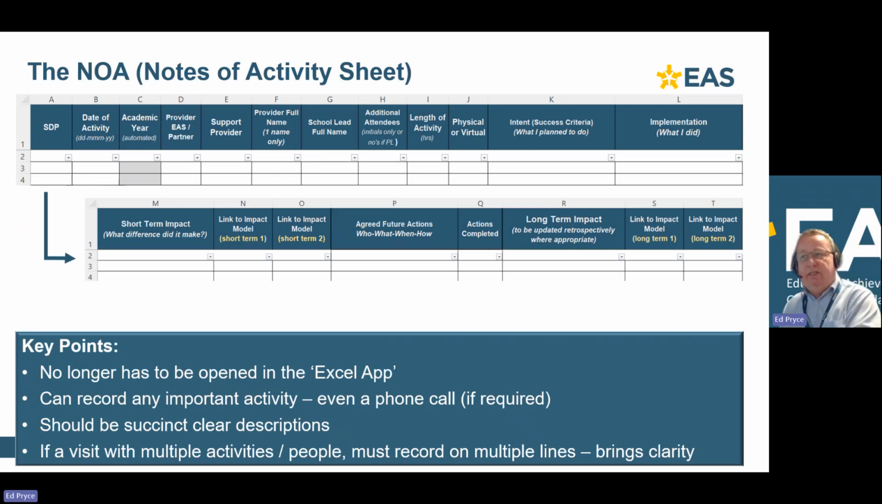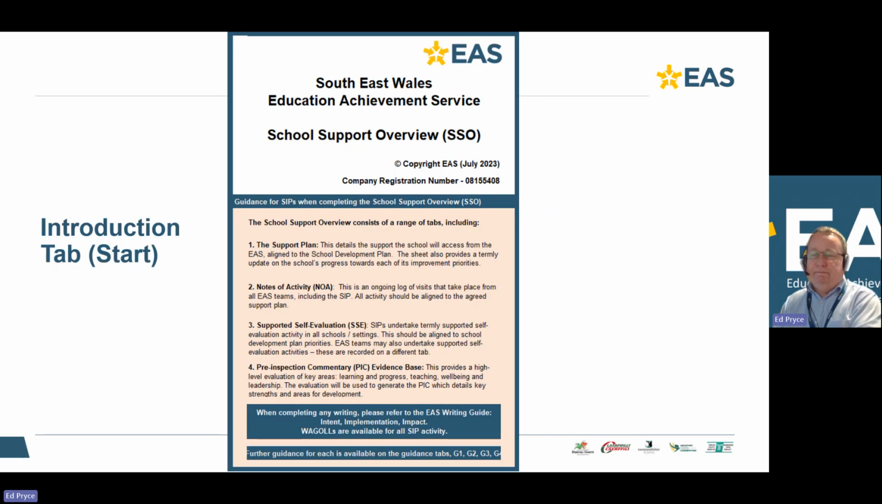The fourth point is an important one as well. If it's multiple activities or multiple people, you must record on multiple lines. For example, if you're a SIP and you're doing head teacher performance management in the morning, but you're doing learning walks in the afternoon, then writing a single entry on that is going to be difficult compared with splitting it up into two separate rows, as a bit of advice.